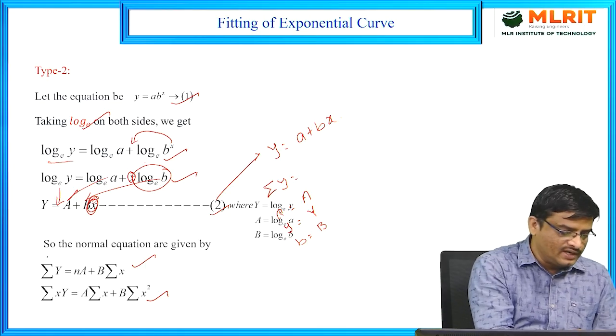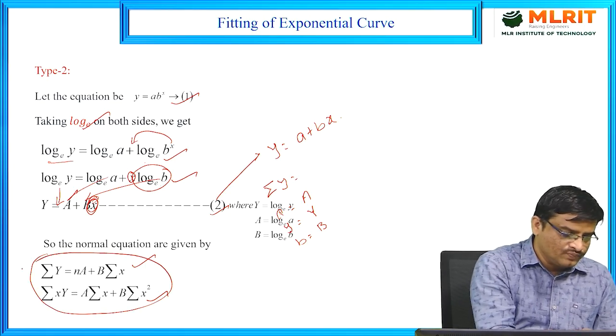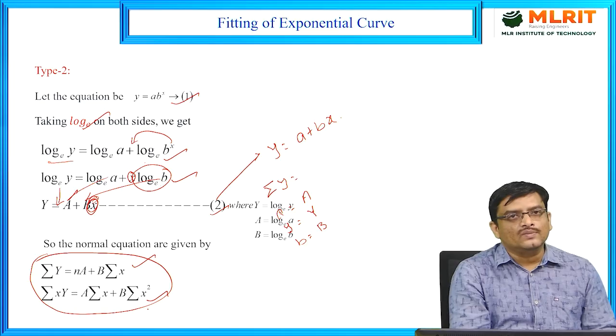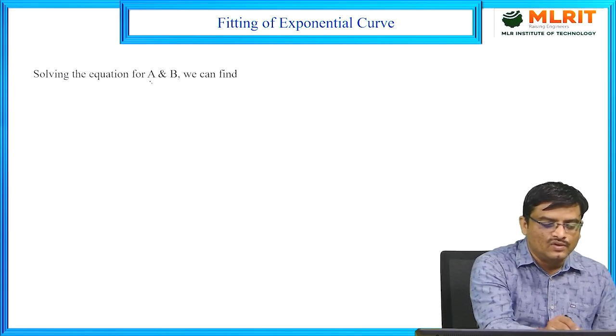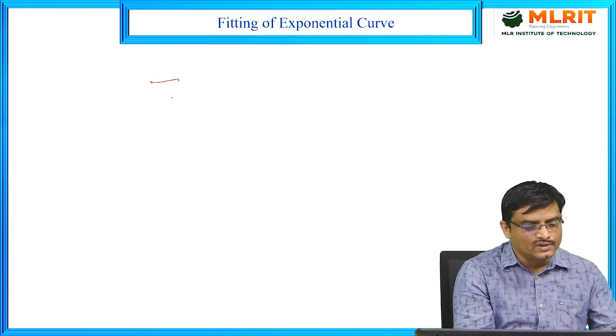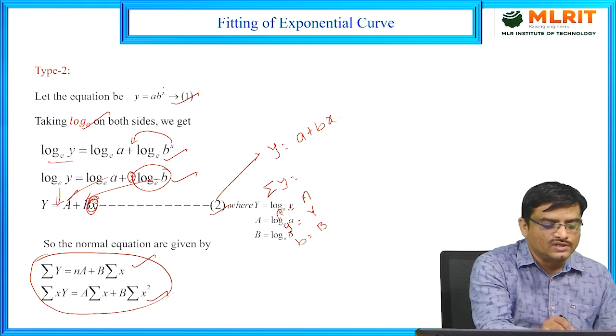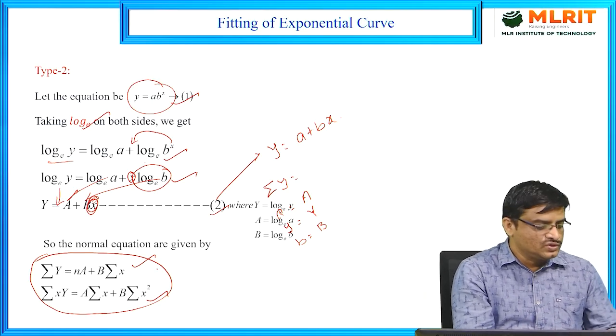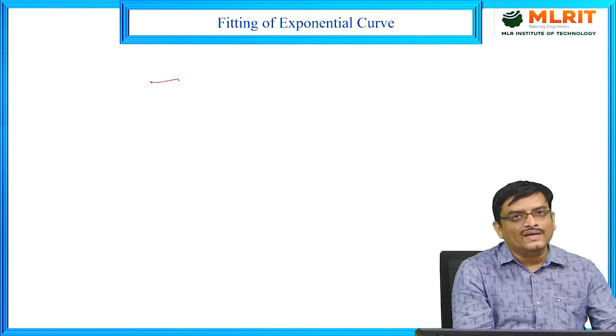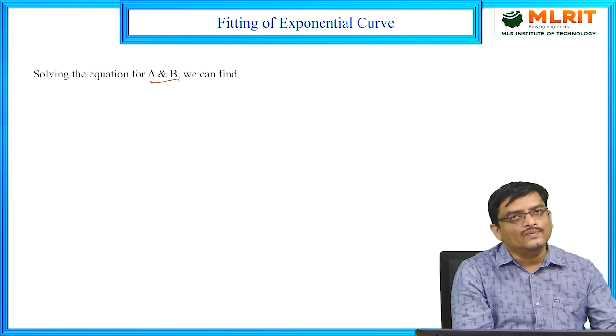Next, after getting these normal equations, we know how to solve them. We will get the values of capital A and capital B. But we don't want capital A and capital B, because we have considered the equation of this exponential curve in terms of small a and small b. So by taking the help of capital A and capital B, we have to get the values of small a and small b.